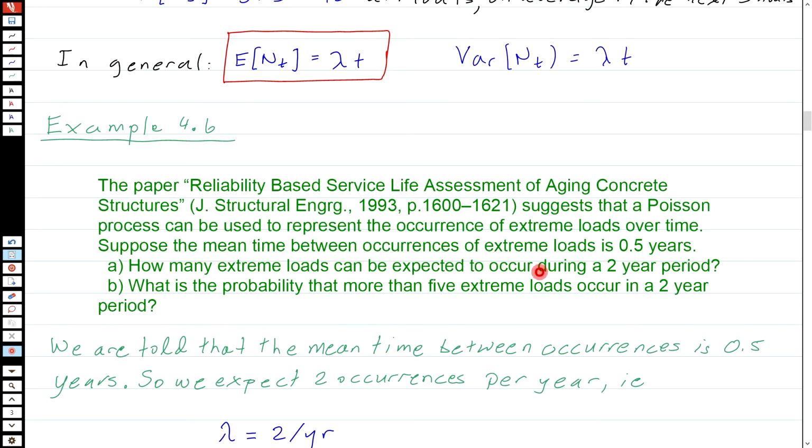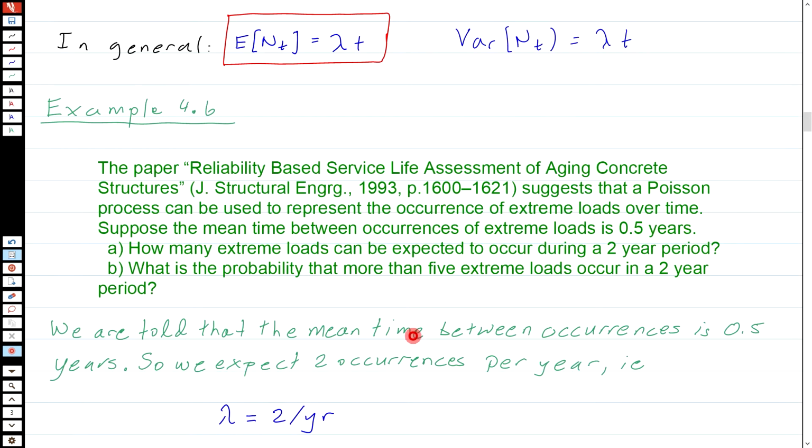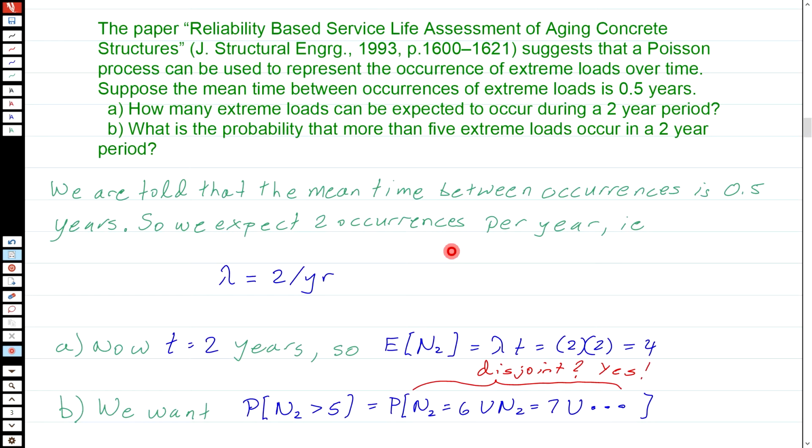What we're interested in is the rate of occurrences. So if the mean time between occurrences is half a year, then how many do we expect per year? It's going to be 2 per year, right? Yes, that's what we get here. So we expect 2 occurrences per year, so lambda is 2 per year. In fact, this gives us the result that the expected number in 1 year is lambda times 1, which is 2, of course. So we've got lambda.